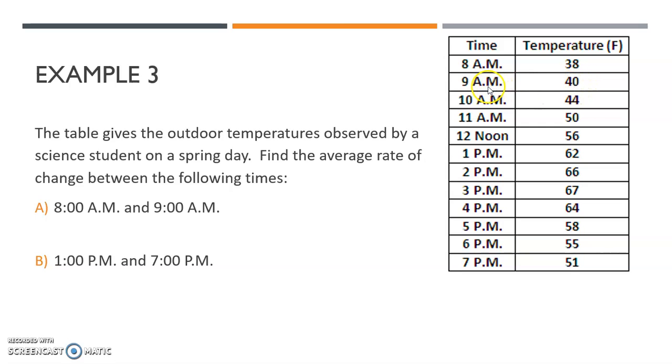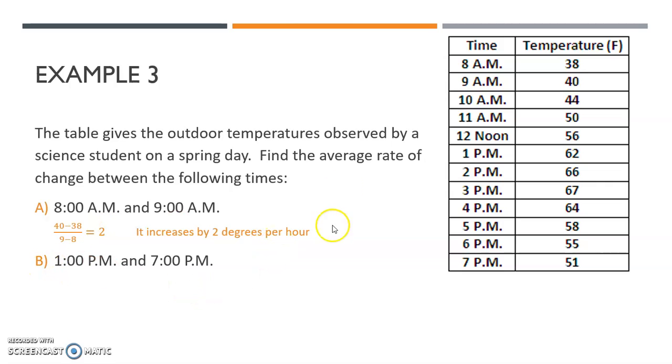And we'll just do 40 over 9 minus 38 over 8. And again, the order doesn't matter. I usually use an order that's going to get me the fewest negative numbers. So it looks like this. So I end up with 2 when I do my subtraction, and I can say that the outdoor temperature increases by 2 degrees per hour.